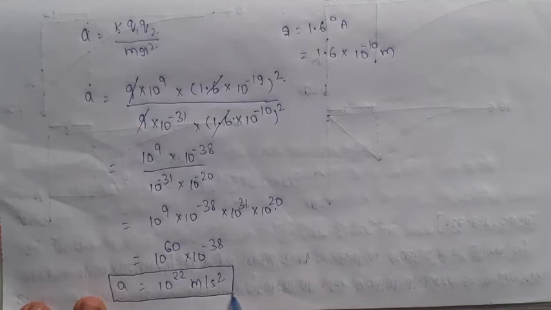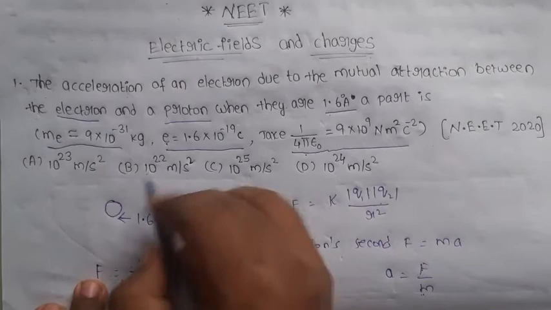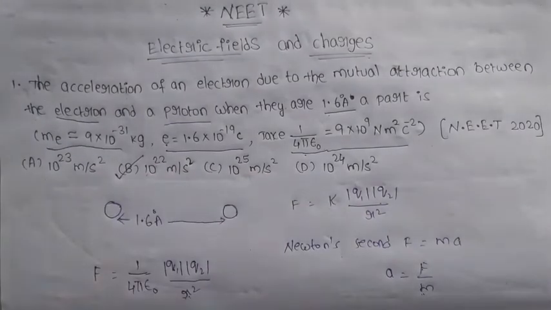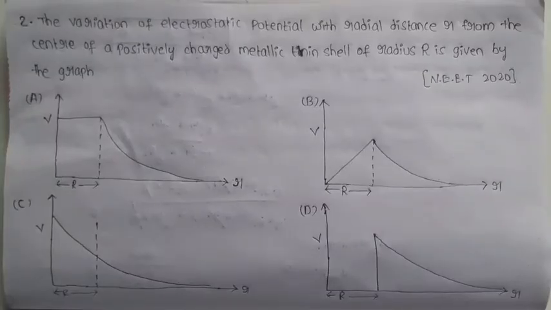Okay. So see the options once. 10 to the power of 22 meter per second square. Option B is the correct answer. Next, move to the second question.